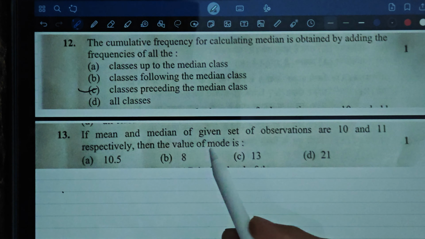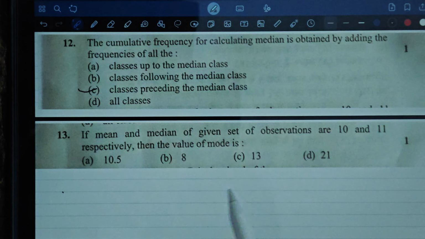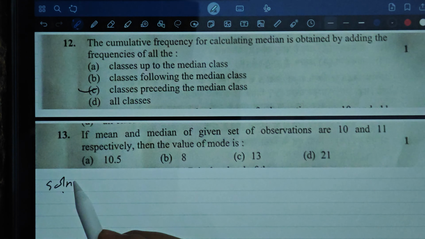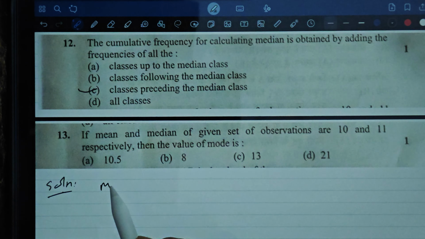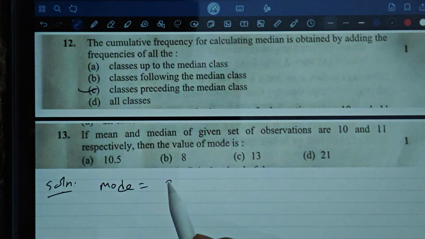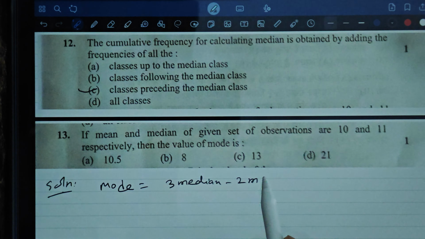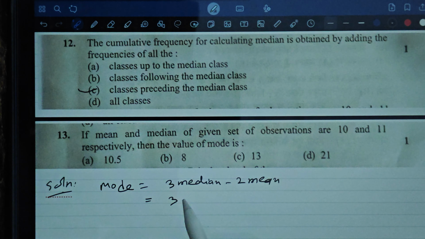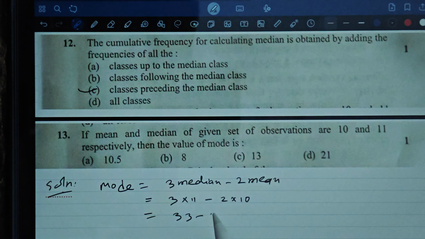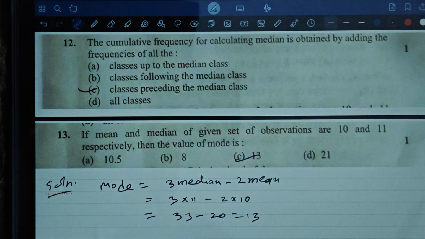If mean and median of given set of observation are 10 and 11, then mode. The empirical formula, you know, mode equal to 3 median minus 2 mean. So 3 median is 11 minus 2 into 10, so 33 minus 20, 13. So this is the option.